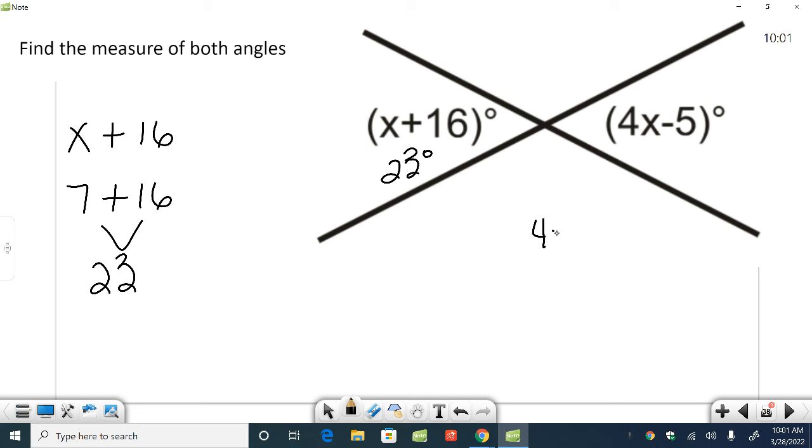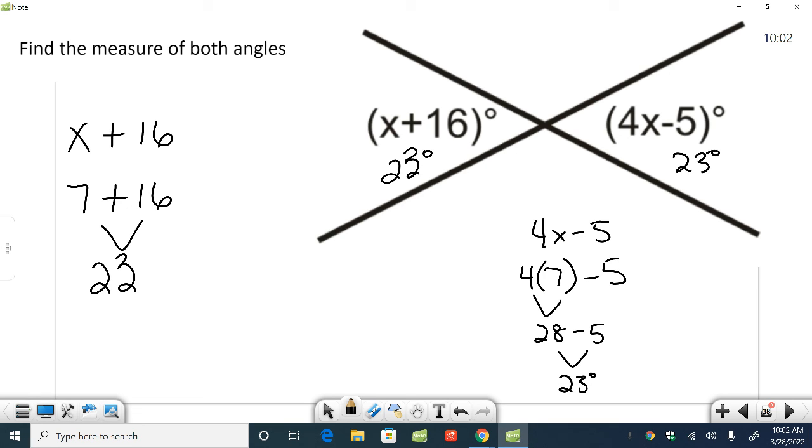And then 4x minus 5. What did we get for x? 7. What is 4 times 7? 28. And 28 minus 5 is? Oh, looky there. They're both the same degrees. They both equal each other. They're vertical angles. Does that make sense? Okay.